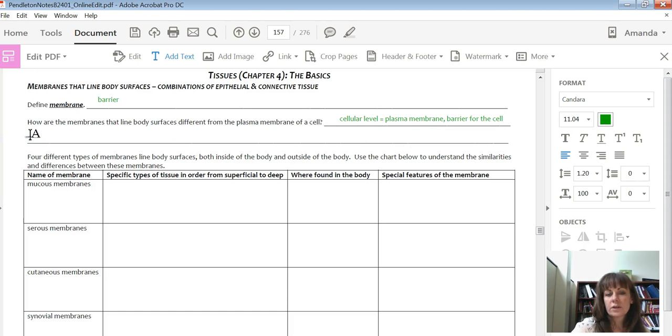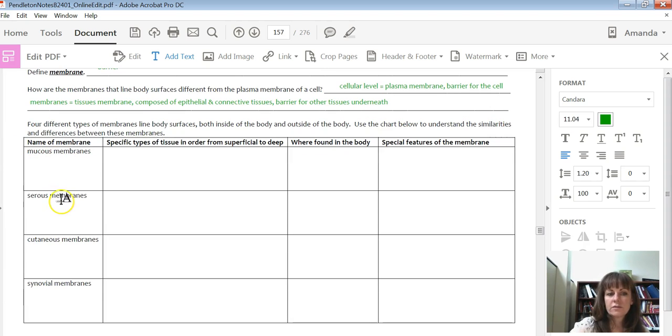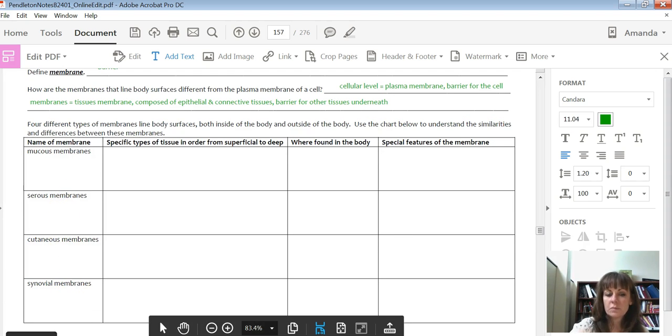The difference for the type of membranes that we're about to talk about is they're going to be tissue membranes. And so they're composed of epithelial and connective tissue, and they form a barrier for other tissues that are underneath. Okay. And so what we're going to find is that there are actually 4 different types of membranes.